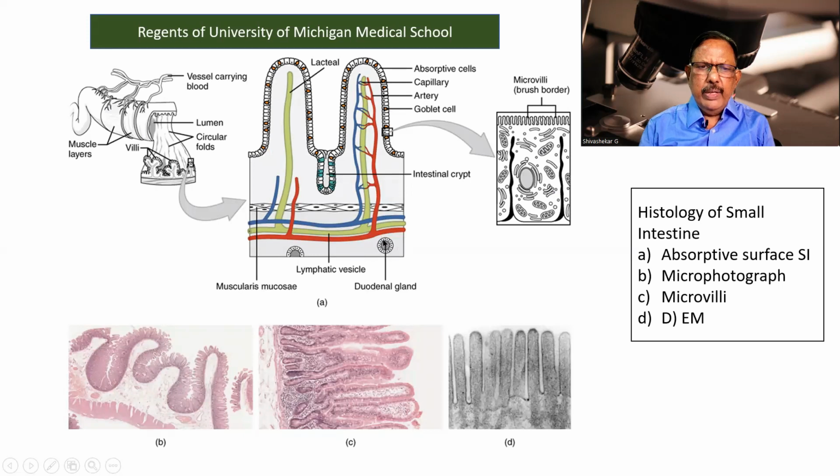These are the duodenal Brunner's glands over here. This is what I had been saying. If you take one particular cell, they have got multiple small villi-like structures called microvilli or the brush border, which is again shown over here. This is what you are seeing in these pictures. So I would like you to kindly appreciate the absorptive surface, the microphotograph of these microvilli in these pictures, and the electron microscopy of the same.